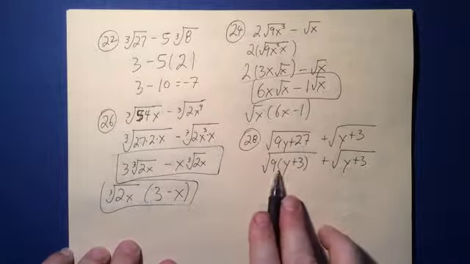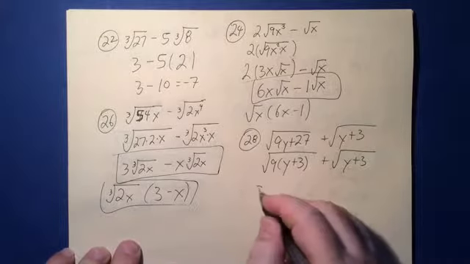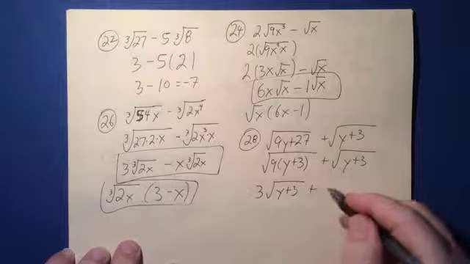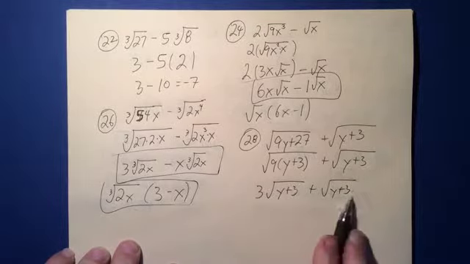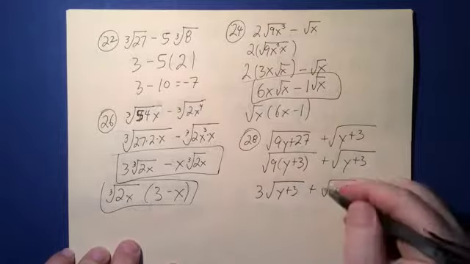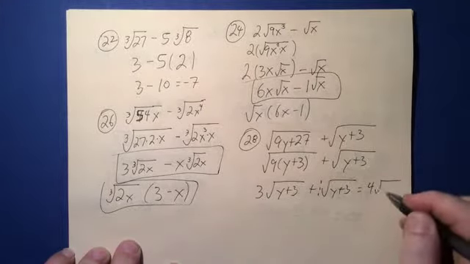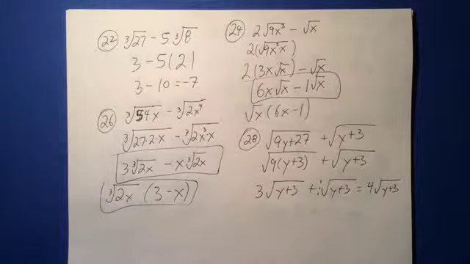So what I've got here, once I take the square root of 9, that's going to give me 3 times the square root of y plus 3 plus the square root of y plus 3. And now we have the same radicands. Here's a 3, here's a 1, so this is going to give me 4 times the square root of y plus 3. So that wraps up our first lesson here, or this first part of the lesson here.